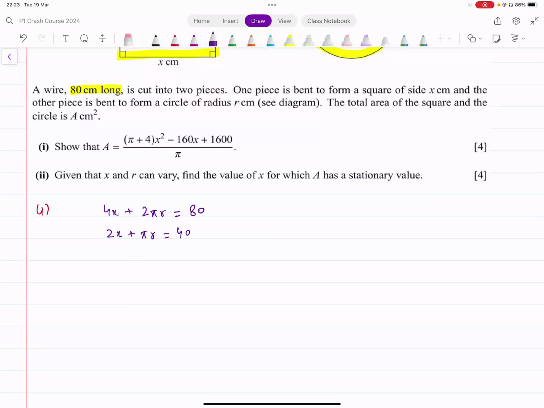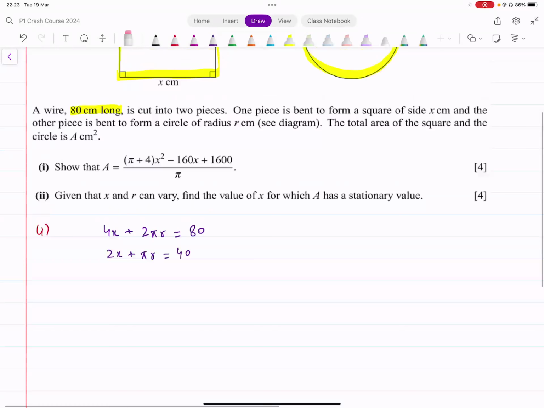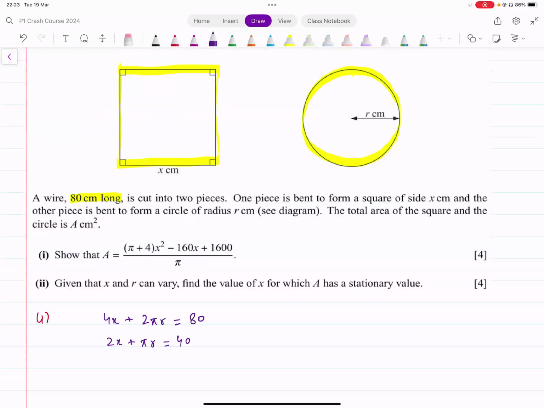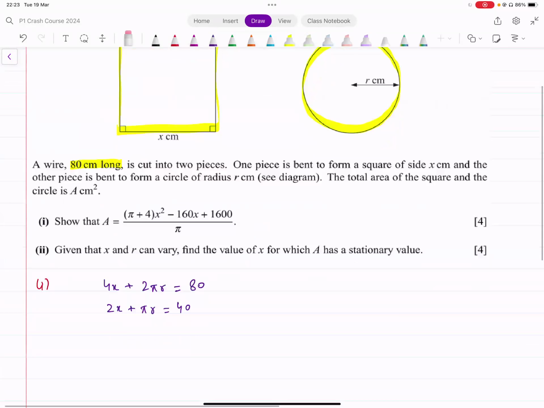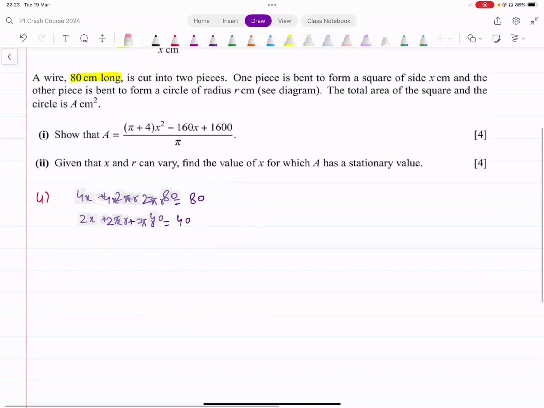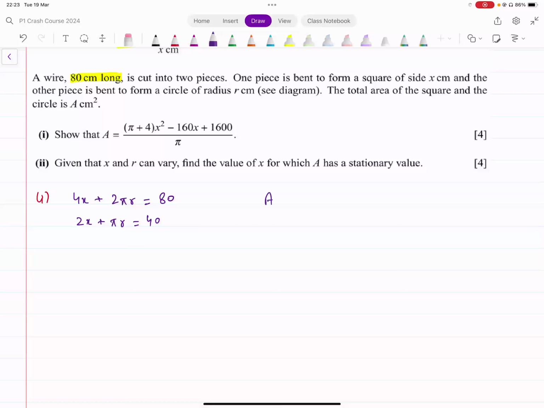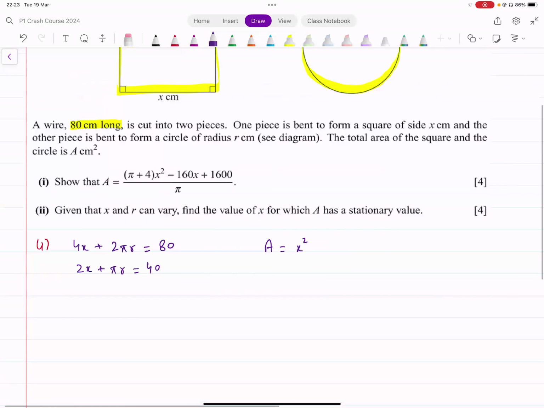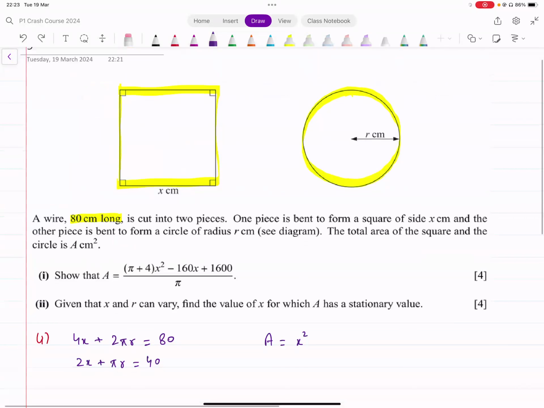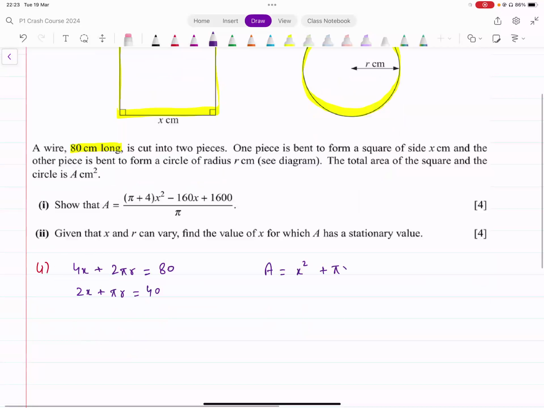Now what we need to do is we need to find the total area of the square and the circle. It says the total area of the square and the circle is given by A. We need to show that A equals this thing. Now, let's write down the area of the square as well. What would be the area of the square? Area of the square is going to be x squared, right? Plus the area of the circle. What's that? That's pi r squared. This is the value of A, the total area of the circle and the square, right? That's the value of A.